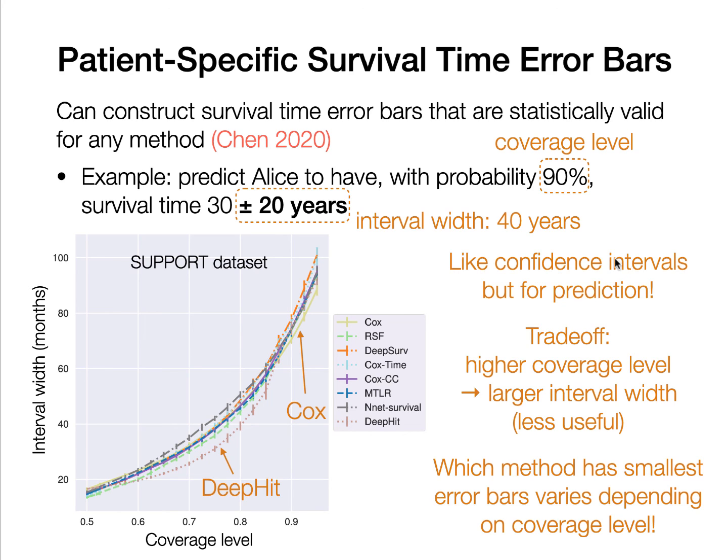Okay, so I'll just say here there's a trade-off that's similar to confidence intervals. As you might know, if you have like a 90% confidence interval versus a 95% confidence interval, as you make the coverage level larger, your interval widths become wider, which means that the interval you have is not as useful when it's wider. So there's a trade-off between interval width and coverage level. A plot like this can help you decide on what model to use.